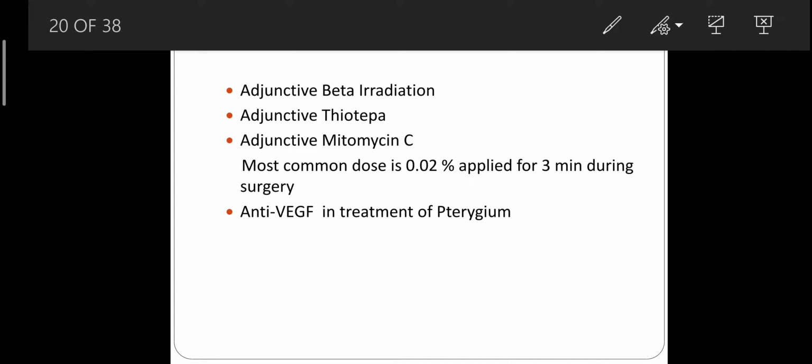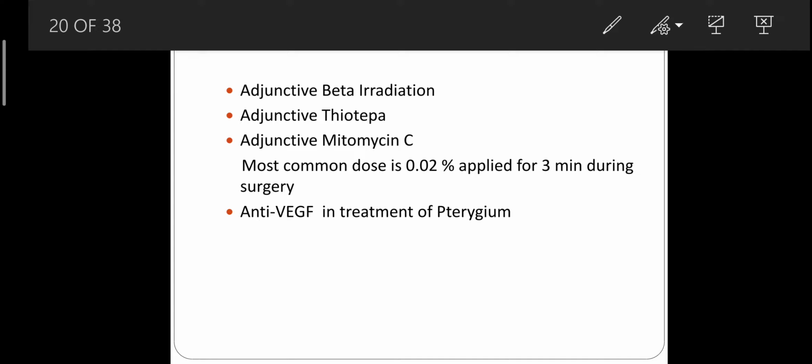Previously they used beta radiation or thiotepa, which are obsolete now and which we don't do. The most common adjuvant therapy which we have been using is mitomycin. Few people are more fond of the percentage, so you need to remember it: it is 0.02% applied for 3 minutes during the surgery. We apply mitomycin on the excised or bare area, and thoroughly wash it with large amounts of saline, so that no precipitate or mitomycin is left, and then place the graft.